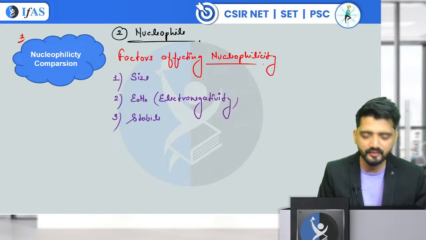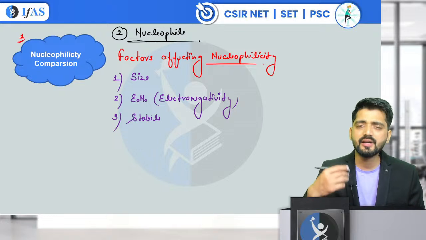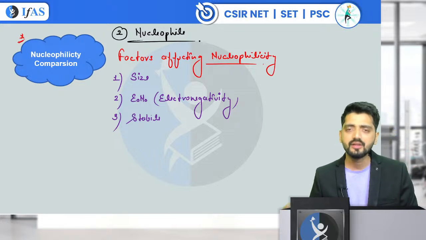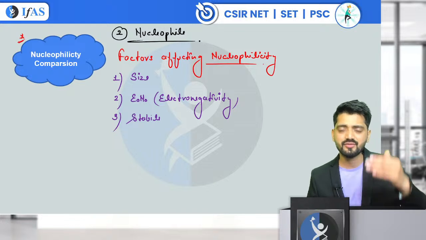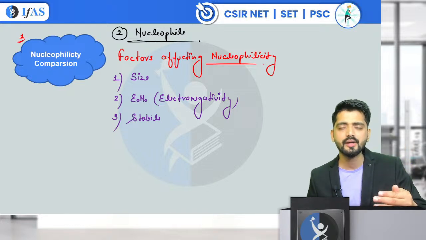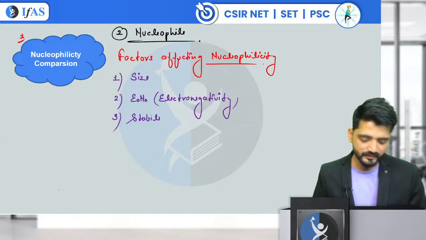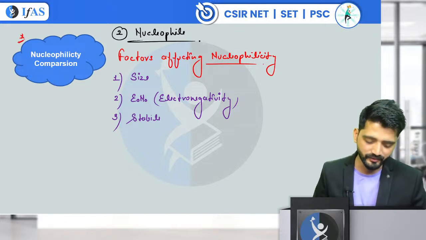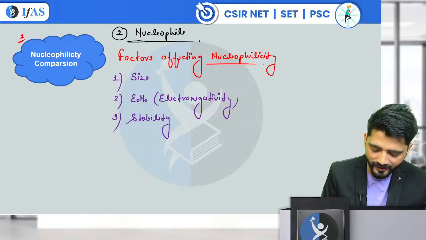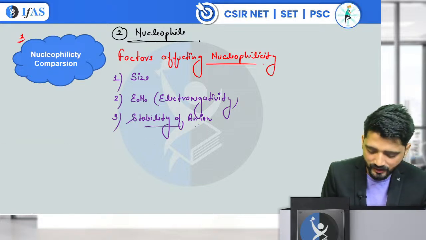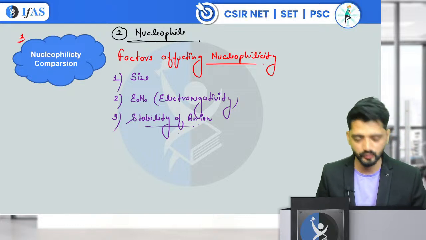We need to understand the chronology also. Why am I writing the first factor as size? Because whenever we need to compare the nucleophilicity, I will check the first factor, that will be size only. I will explain how the chronology works here. But once let me write all the factors which may affect. So the third factor is going to be stability of anion, or the nucleophile or the anionic center which you have chosen. How much stable your anion is, that is also going to affect the nucleophilicity.